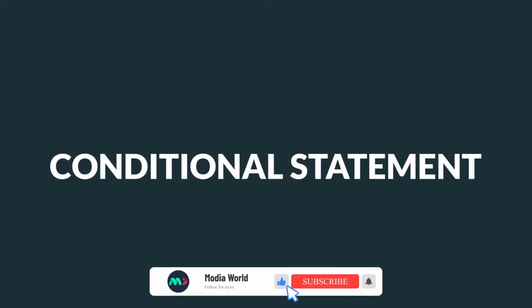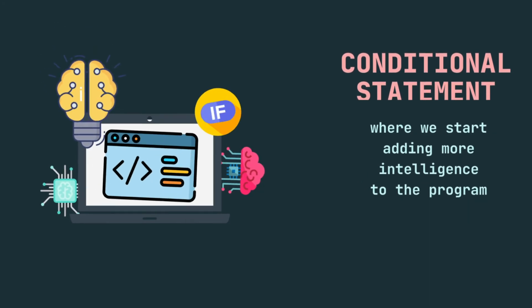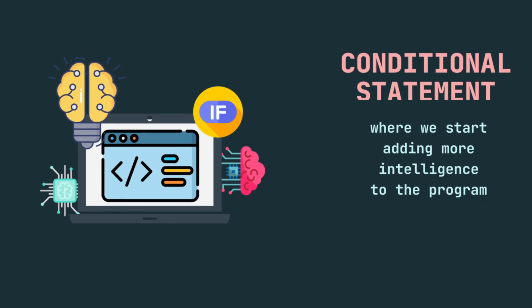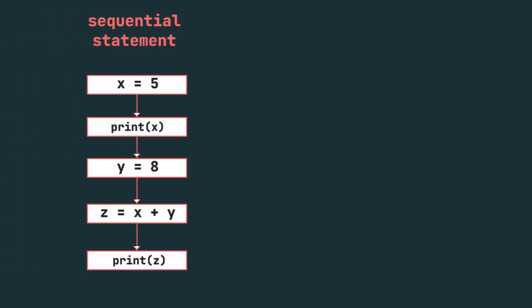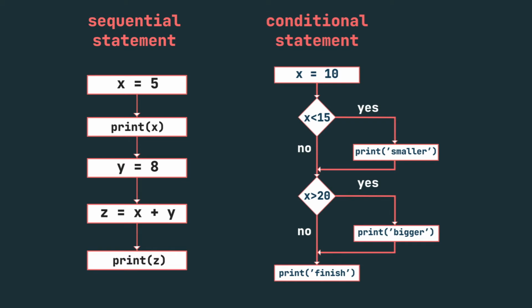In this video, we're going to talk about conditional statements. Conditional execution is where we start adding more intelligence. In sequential statements, you need to type your code in and Python does it for you. But in conditional execution, you will have one or two paths, and using the conditions you've defined for the program, one of them will be selected. This is an essential part of making computers seem smarter and intelligent.